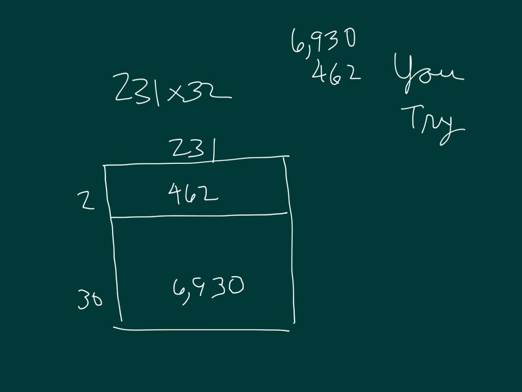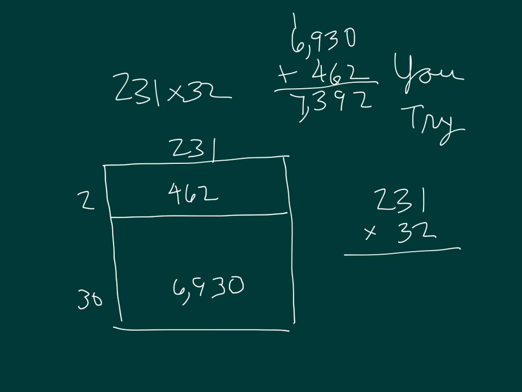6,930. We add those together to get our product of 7,392. Standard algorithm. Compare it against what she did.